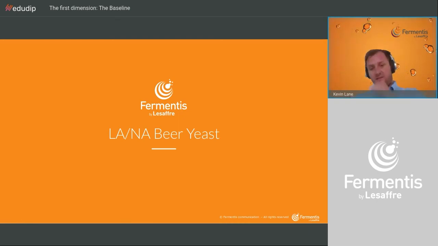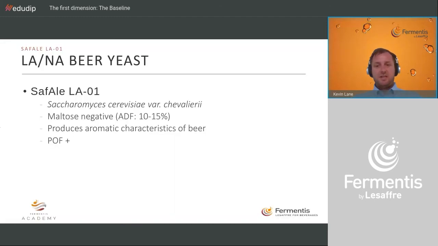One of the new products that wasn't included in all that data is a yeast strain that we came out with in the past year for LA and NA, so low alcohol and non-alcoholic beer. And that strain is SAF Ale, now SAF Brew LA01. It's a Saccharomyces cerevisiae variety Chevalieri. It is maltose negative, so it's only going to ferment the simple sugar, the glucose and fructose, which gives you an apparent degree of fermentation of 10 to 15%.